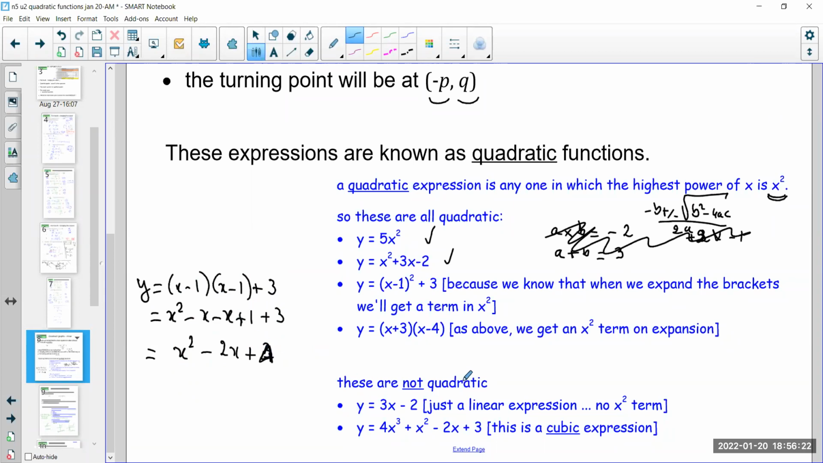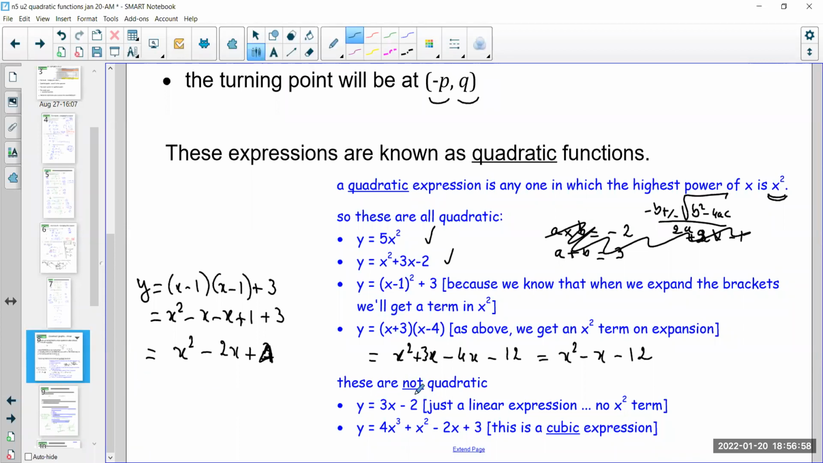Okay. Whereas, again, this one, x plus 3 times x minus 4, we get an x squared term. So that would be your x squared plus 3x minus 4x minus 12, which is x squared minus x minus 12. So again, another quadratic. So you can see that you can write a quadratic in different ways as long as you've got an x squared in your formula.